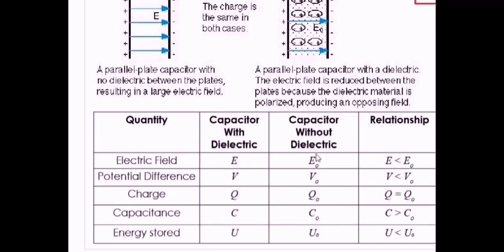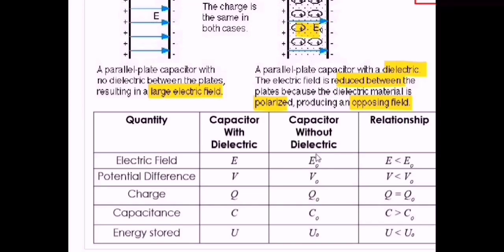So this is the further explanation. Parallel plate capacitors with no dielectric between the plates have a large electric field. But with a dielectric between the plates, the field is reduced because dielectric materials are polarized, producing an opposing field. It produces its own electric field, which opposes the original electric field and causes it to decrease. When the electric field decreases, the potential difference decreases, and when the potential difference decreases, the capacitance increases.